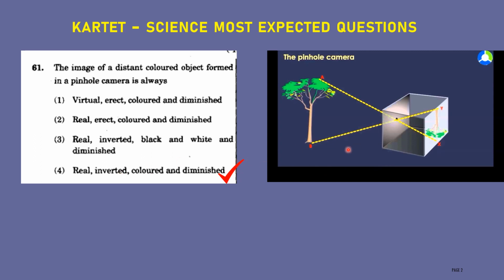And inverted, then you can see inverted is nothing but ulta. The upside will become down here, the down will become up here, therefore inverted. And colored, what is the image you are getting, it is the same color as the object. And also diminished is nothing but see the size of the image compared to the object, the size of the image is decreased or diminished, therefore option 4 is the correct answer.